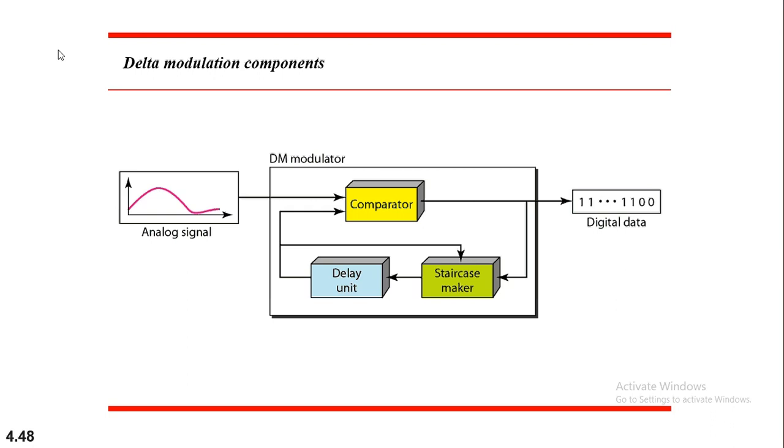Then, whenever an existing staircase signal and the signal created by the modulator are compared, if their difference is positive, then it generates bit 1. If their difference is negative, then it is going to generate 0. And in this way the modulator works and creates your digital data.